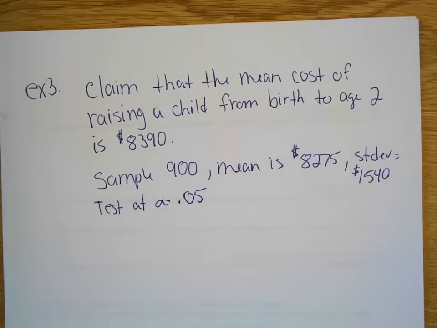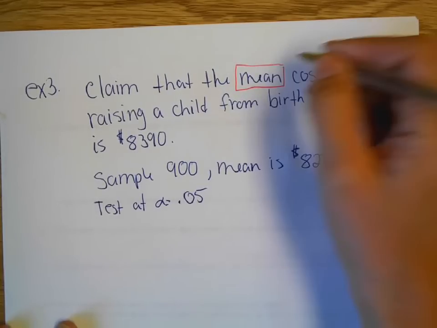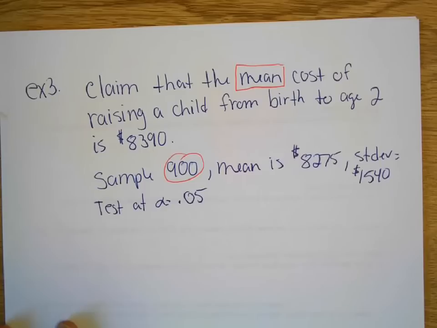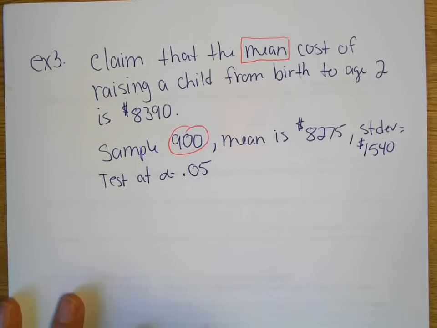Let's rewrite the claim. Well, first of all, find the key word in here before we write the claim. The key words are the mean cost and sample 900. Those two things together tell you we're doing a large sample with mean. Come to this section of your note card. Sample is 900. So, we're going to rewrite the claim.